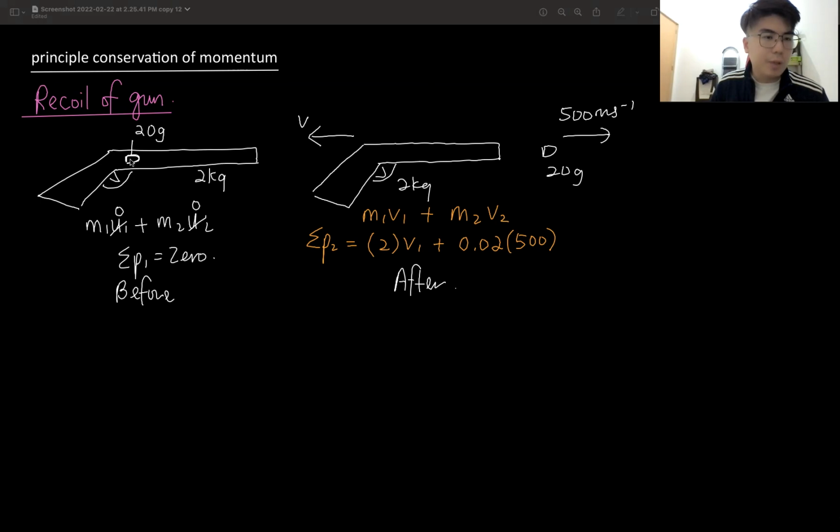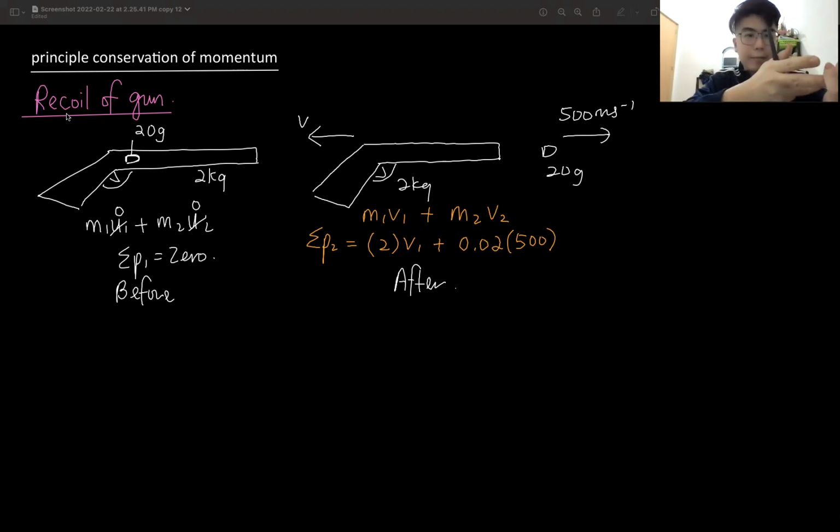Now, the force produced from the gunpowder, where is the force coming from? The force is coming from inside the bullet, right? So it is also a member of the system. So is the force external or internal? The force is internal force. Is there any other external forces acting? No, I'm just holding the gun like this.